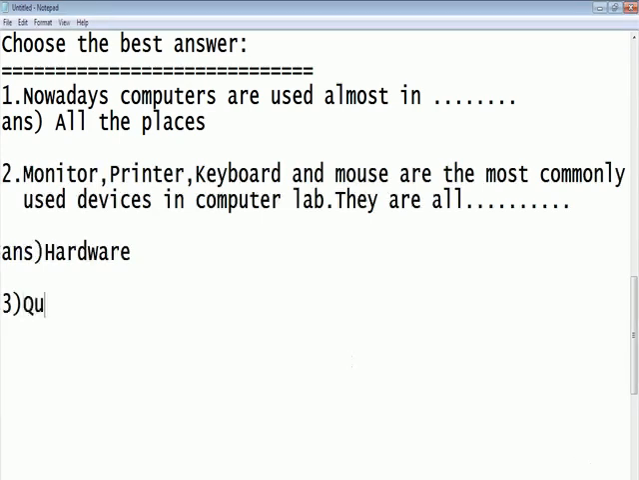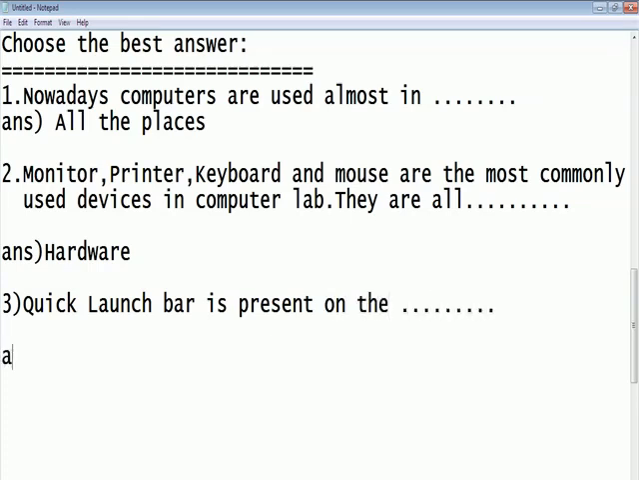Now third question is, quick launch bar is present on the dash. The answer is present on the taskbar.